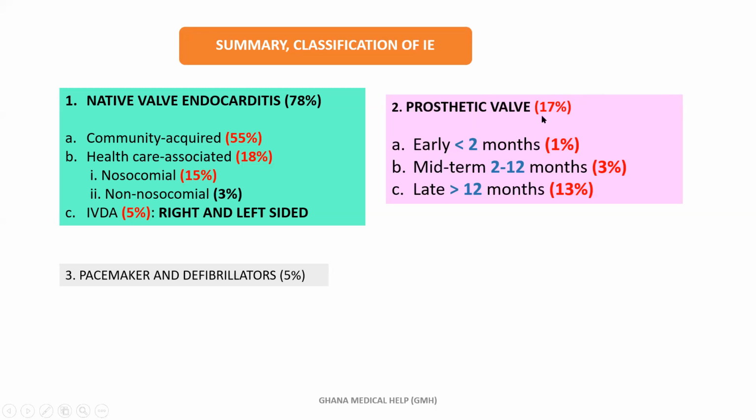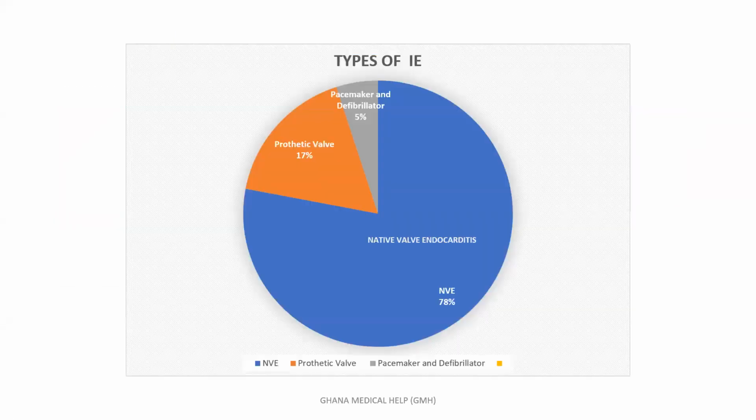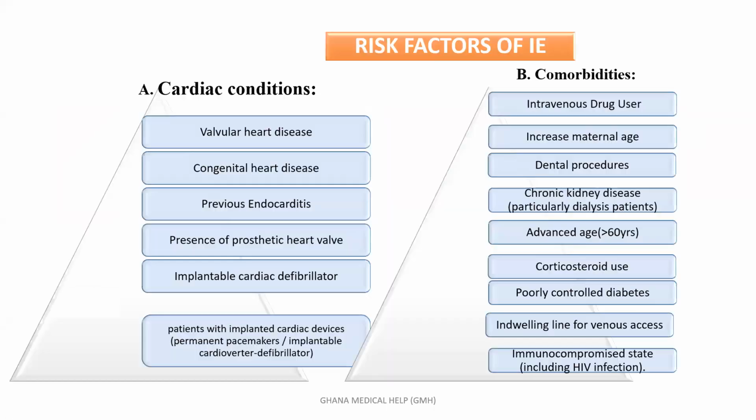endocarditis, accounting for 17%. We have the early, which is less than 2 months, and then the mid-term, which is 2 to 12 months. And then we have the late, which is more than 12 months, accounting for 13%, which is the most common. Then we have pacemakers and defibrillators. So this is a chart showing native valve endocarditis, how common they are.